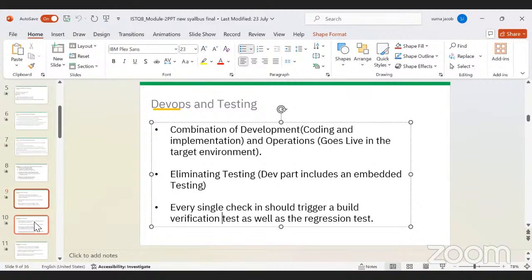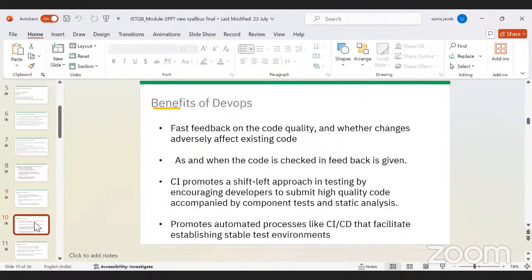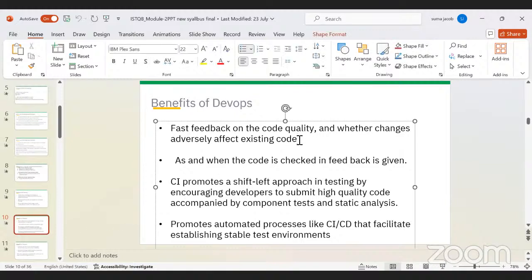So there are a few benefits of DevOps. We will see what those are. The first one is fast feedback on the code quality and whether changes adversely affect existing code. That is one thing which we mentioned. So whenever there is a change, it is our duty to make sure that the particular change in the code that is being pushed is not affecting the existing functionalities, and there are no bugs in that particular piece of code.